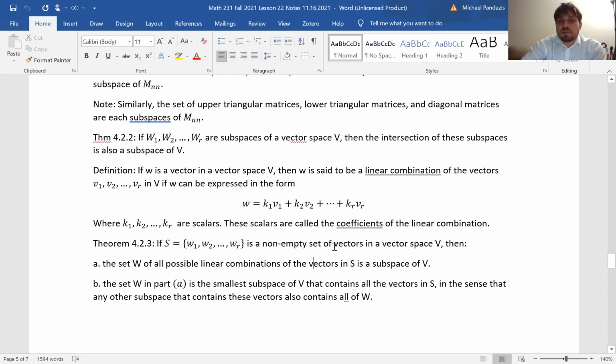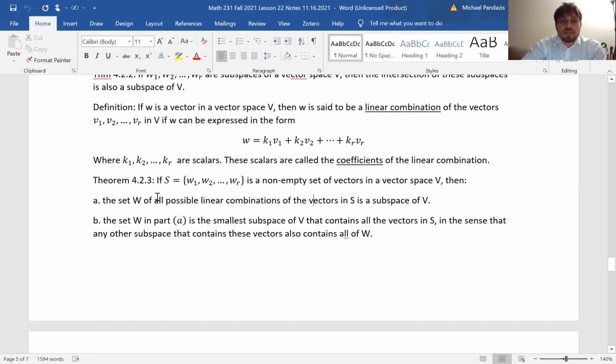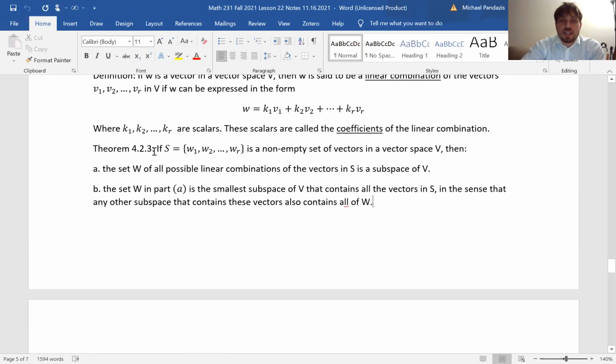So if S here is a non-empty set of vectors in the vector space B, then the set W of all possible linear combinations of the vectors in that set S is a subspace of B. And it's the smallest subspace of B that contains all those vectors in the set S.